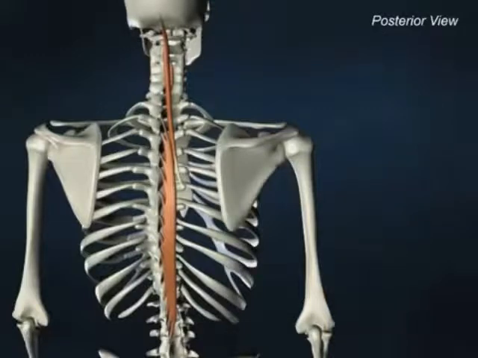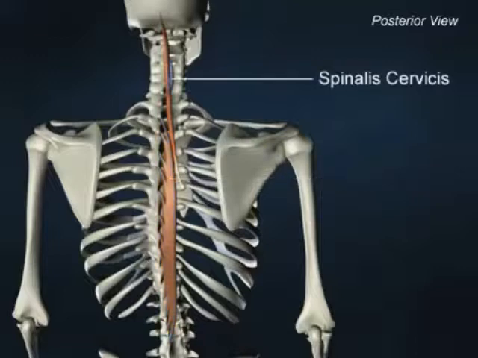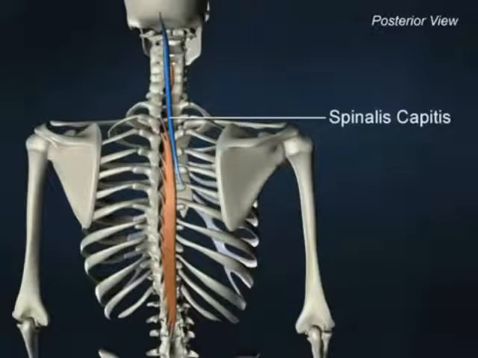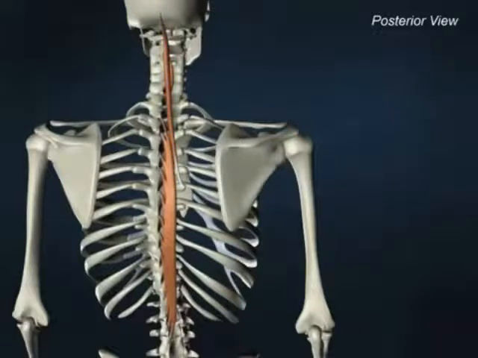These are spinalis thoracis, spinalis cervicis, and spinalis capitis. From their origins, spinalis fibers run superiorly to insert onto vertebrae, the ligamentum nuchae, and the skull.